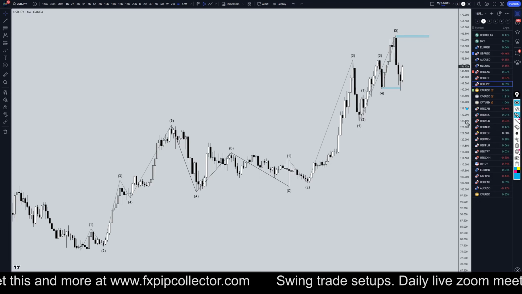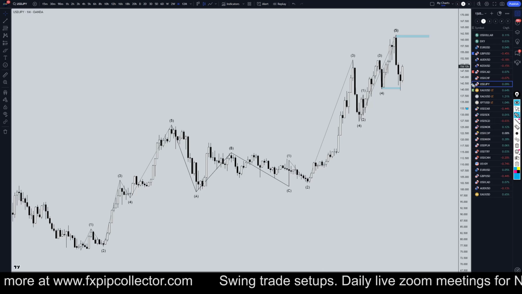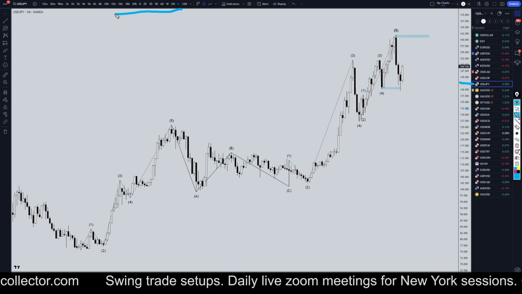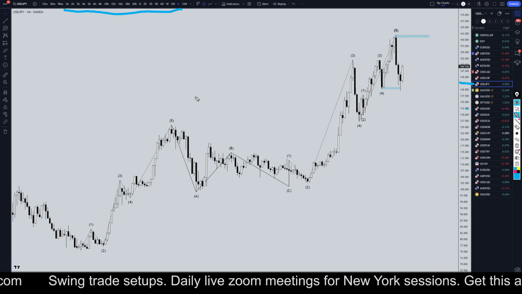Today is Wednesday, October 16th, and I'm going to be analyzing the US dollar yen, starting on the monthly, working my way all the way down to the 1 hour time frame for the full top-down analysis.